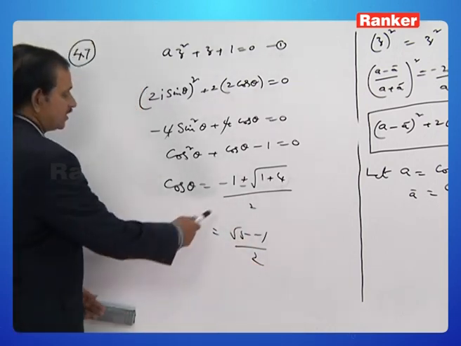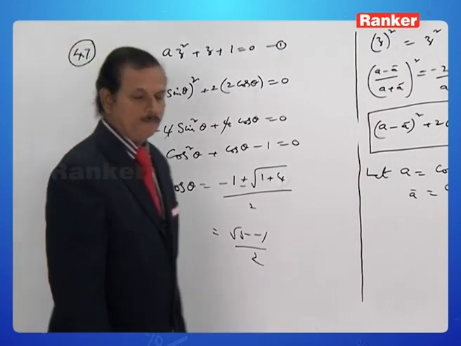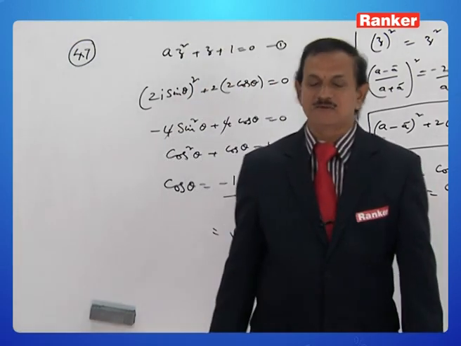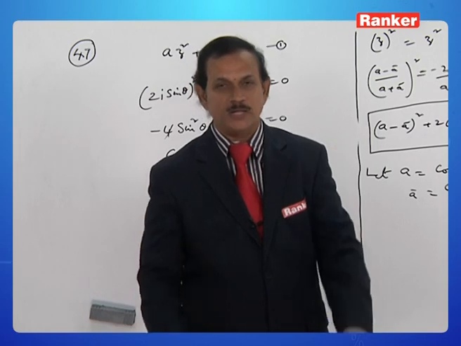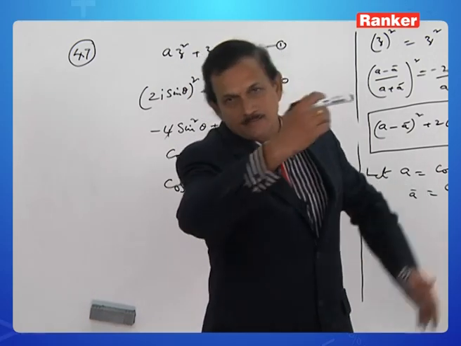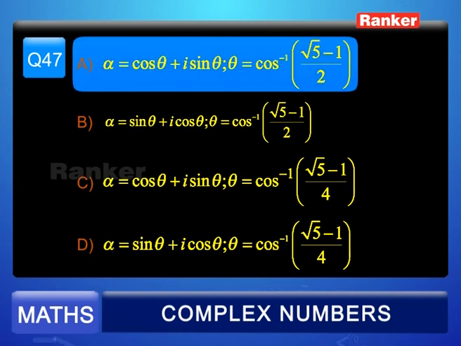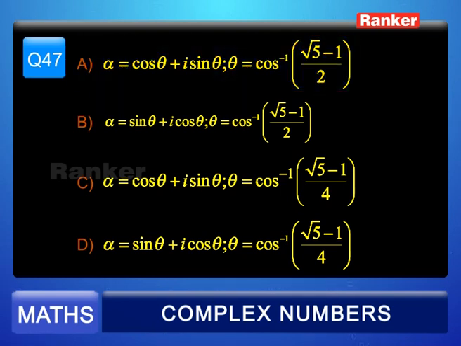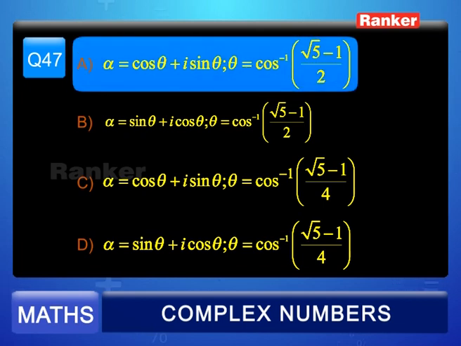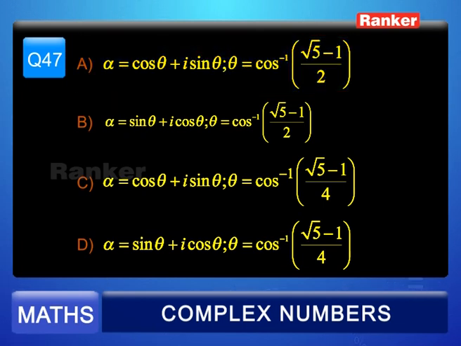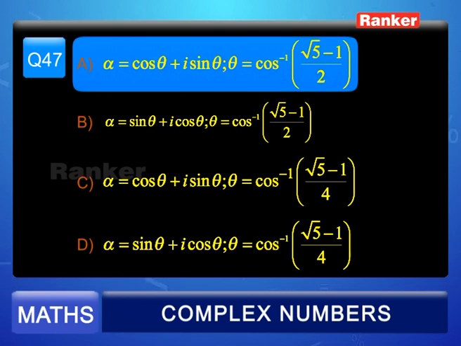Therefore, cos theta is equal to root 5 minus 1 by 2, meaning theta is equal to cos inverse of root 5 minus 1 by 2. It is very clearly available in option A. So, what is the right answer? Option A is the right answer. So, A is equal to cos theta plus i sin theta, where theta is equal to cos inverse of root 5 minus 1 by 2. Yes, that is the answer.